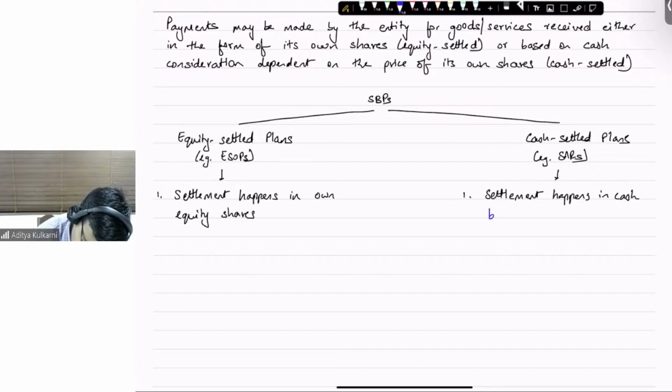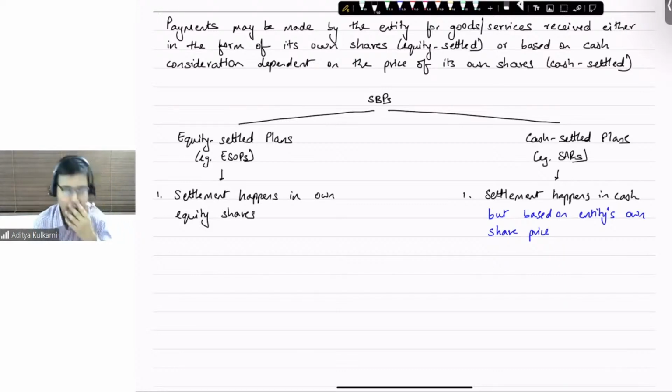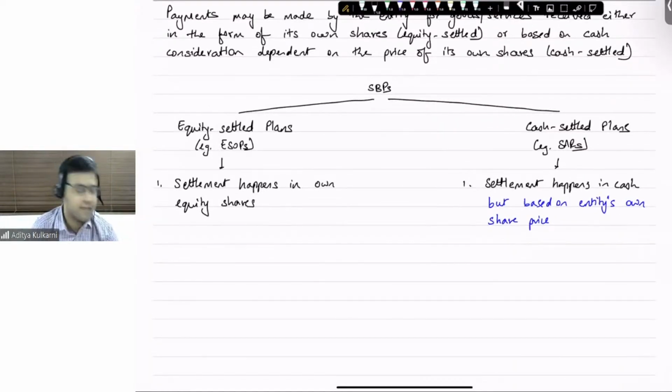Then, sir, why is it covered under share-based payments? But it is based on the entity's own share price. So that is why we are covering it under share-based payments. It is not saying only stock option plan, or it is not saying equity settled share-based payments. The standard talks in general about share-based payments. Okay, so this is the first difference between cash settled and equity settled.